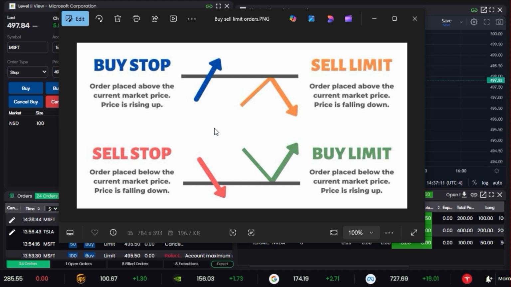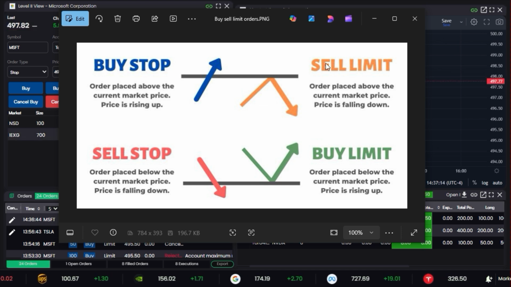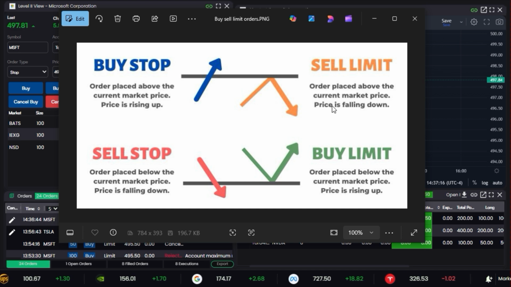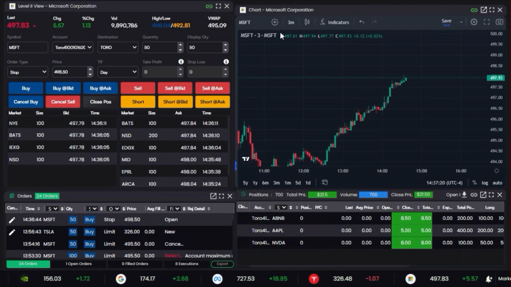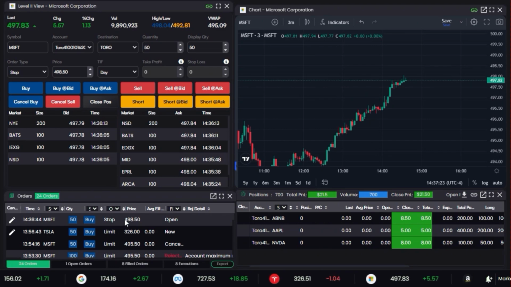Please note that the difference between a limit order and a stop order is that the limit order will be triggered once the price hits the set price or better, while the stop order will be triggered at the specified price.